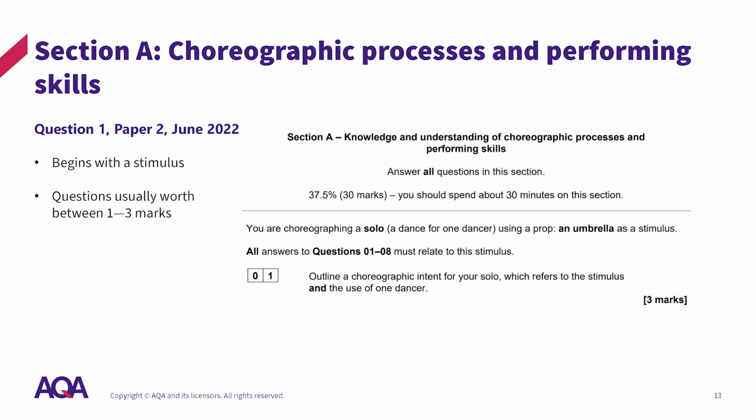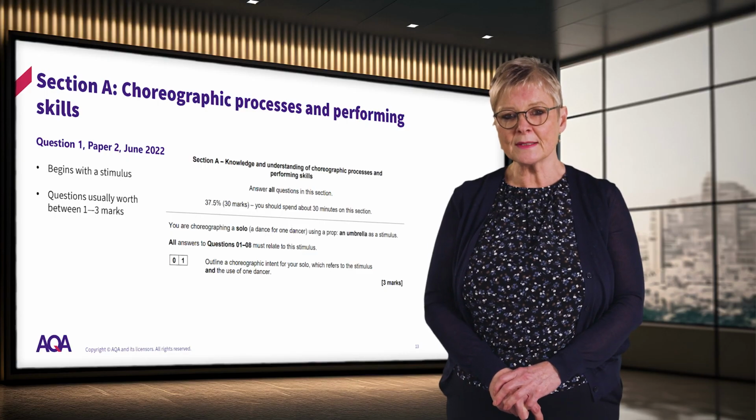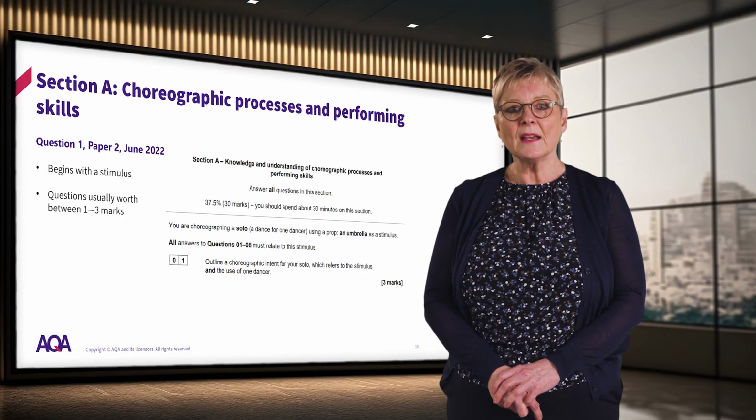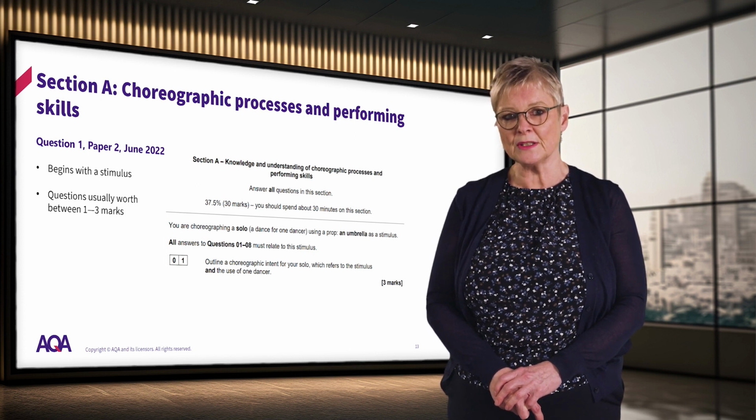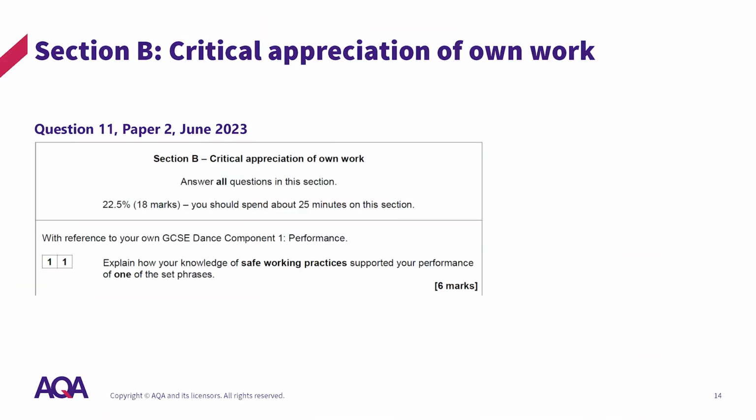Section A always begins with a stimulus-led creative task for students to write a response. The value of the questions in this section are usually worth 1 to 3 marks. The second part of this section tests knowledge and understanding of performance skills, and these are again low-value questions, usually between 1 to 3 marks, and there is usually 1 multiple-choice question. The rationale behind starting the paper with a creative task is that we're providing a positive introduction for learners of all abilities. Section B always consists of 3 6-mark questions.